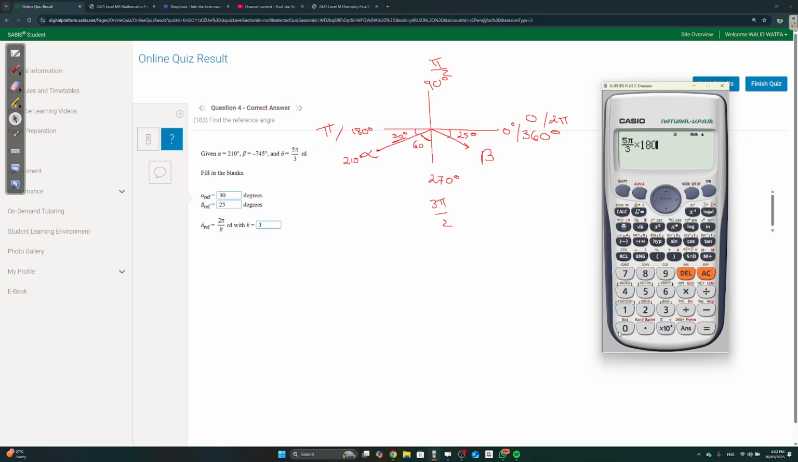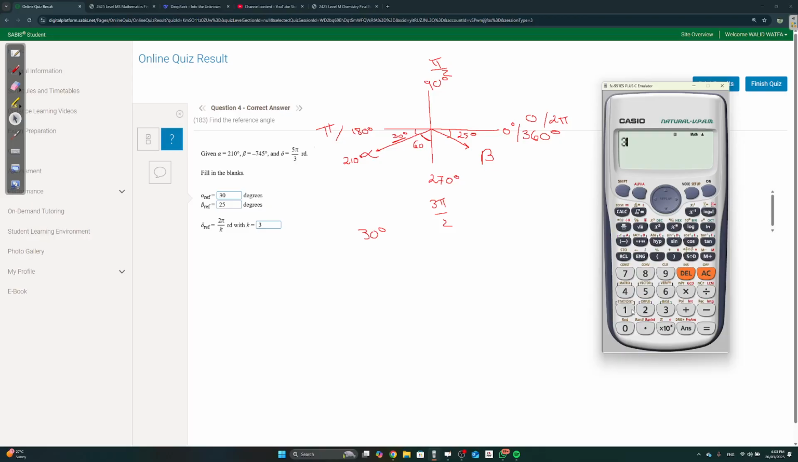You multiply by what? 180 divided by pi, right? So you get 300. How much after 270 is that? 30 degrees, right? So 30 degrees is the reference angle, because it's gonna be after 270 by 30 degrees. It's gonna be over here. You're gonna ask me, I got 30 degrees, but do I convert back to radians? Of course you convert it back into radians.